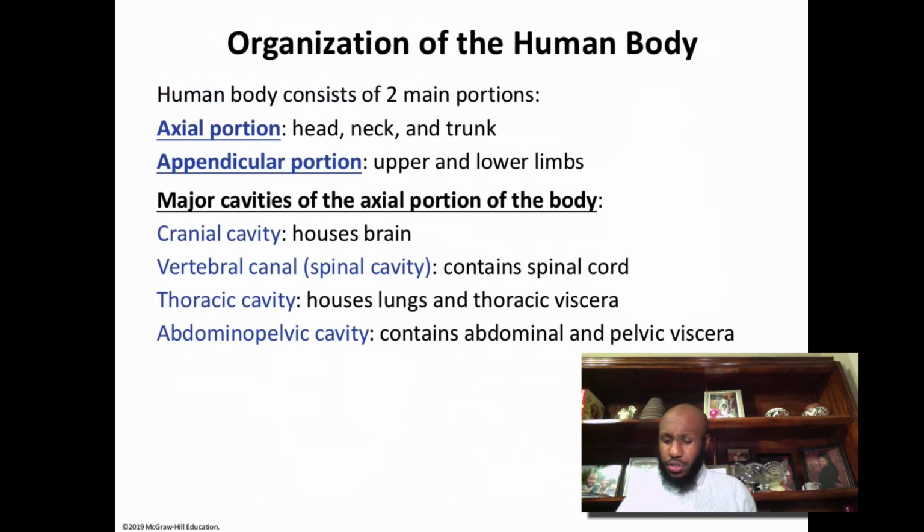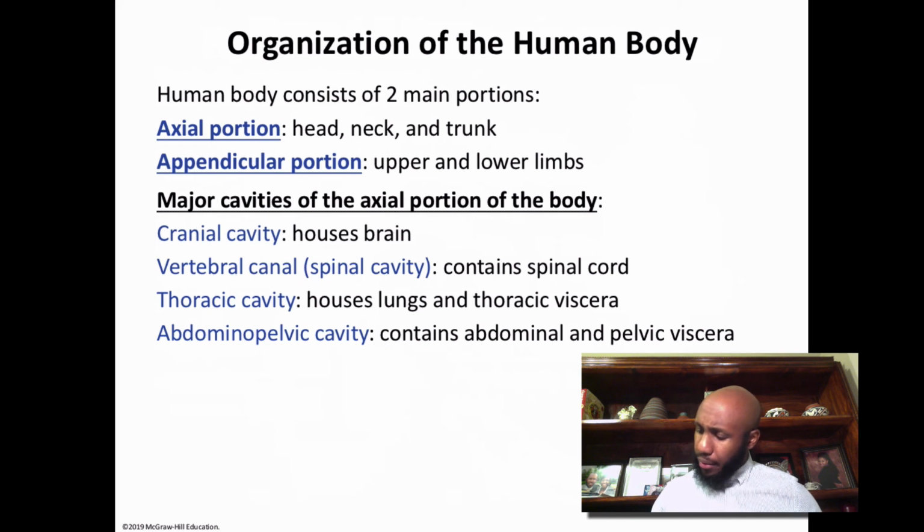Next up, let's go on down to the organization of the human body. It mentions the axial portion of the body. Axial refers to the head, neck, and trunk, as opposed to the appendicular portion, being by and large your upper and lower limbs. I'll now get to the major cavities of the axial portion. That includes the cranial cavity, the vertebral canal or spinal cavity, the thoracic cavity, and then the abdominopelvic cavity.